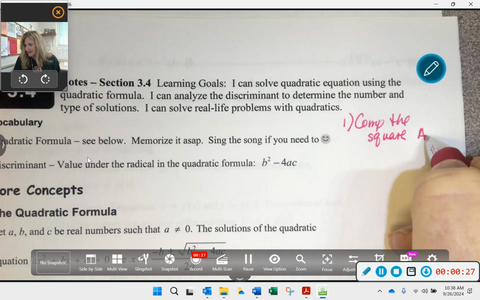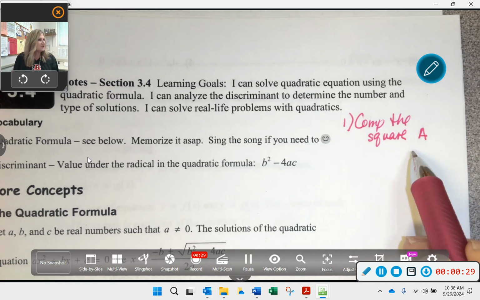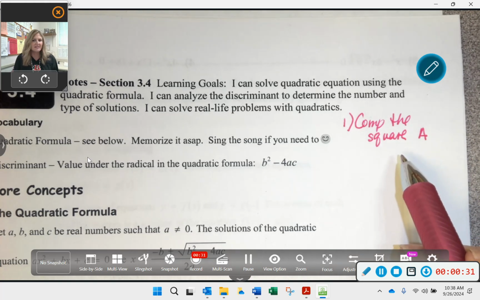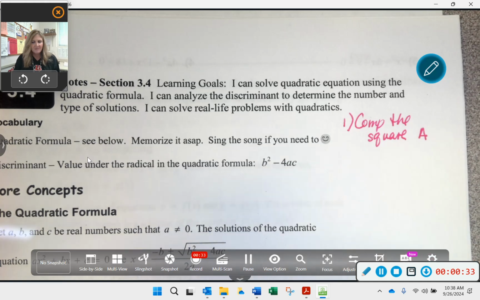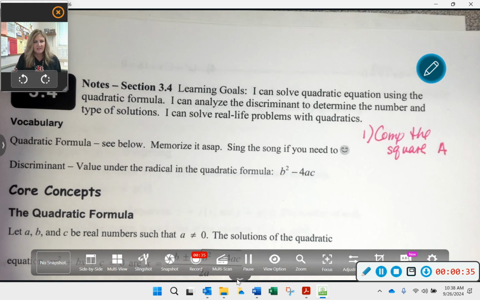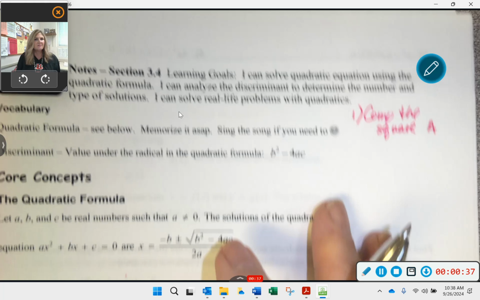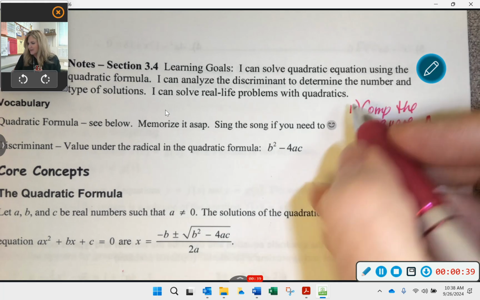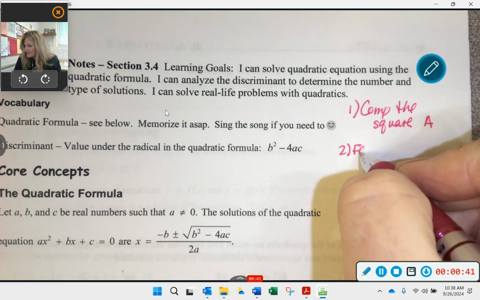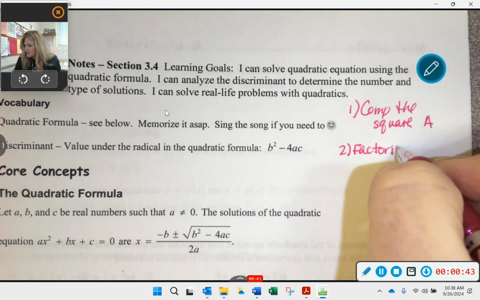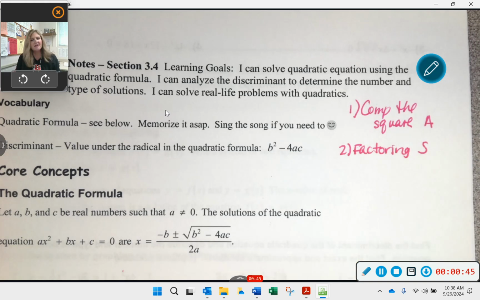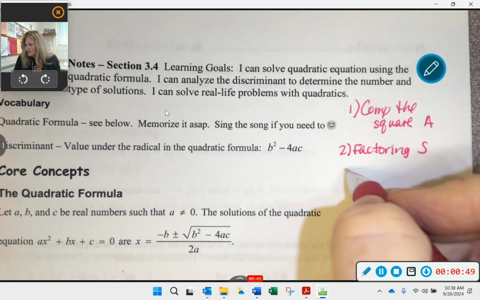So I'm going to put an A next to this. You can always use it, but sometimes it's just not the easiest way. What's another way we've learned? Yeah. Factoring. Factoring, we can sometimes use, depending on the problem. You cannot always factor.